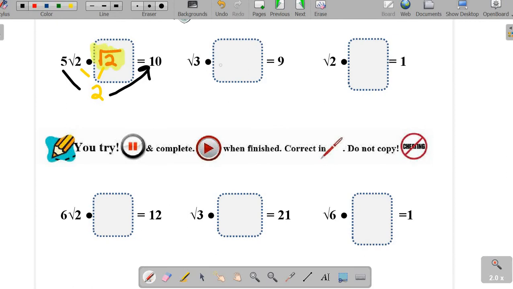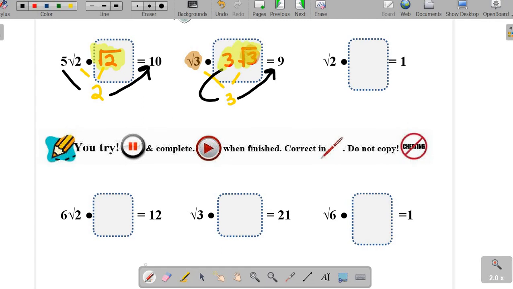Root 3 times what is 9? We know that has to be 3 root 3 because root 3 times root 3 is 3. And then 3 times 3 is 9. So that complete blank there is 3 root 3.